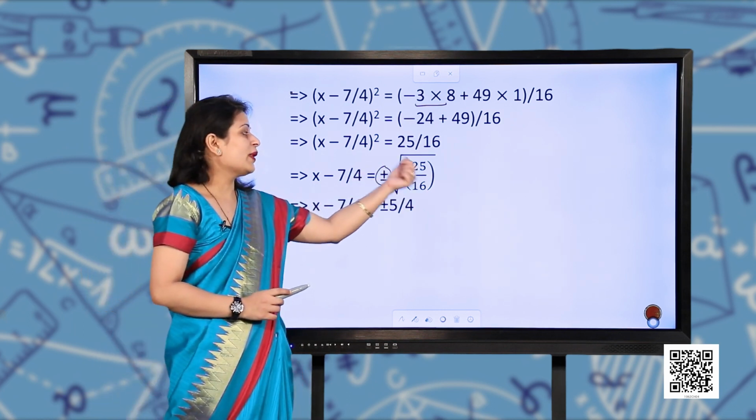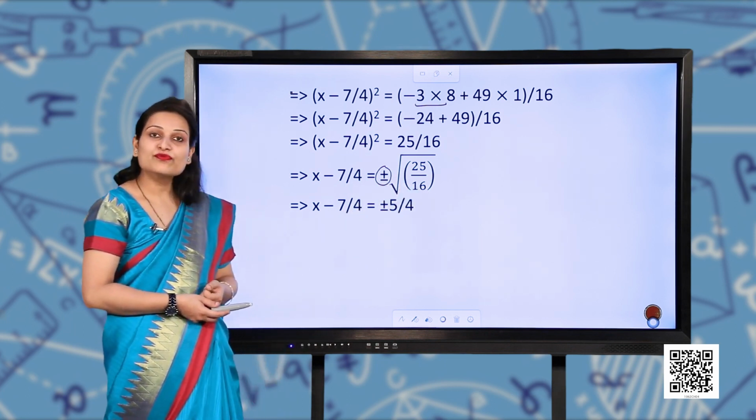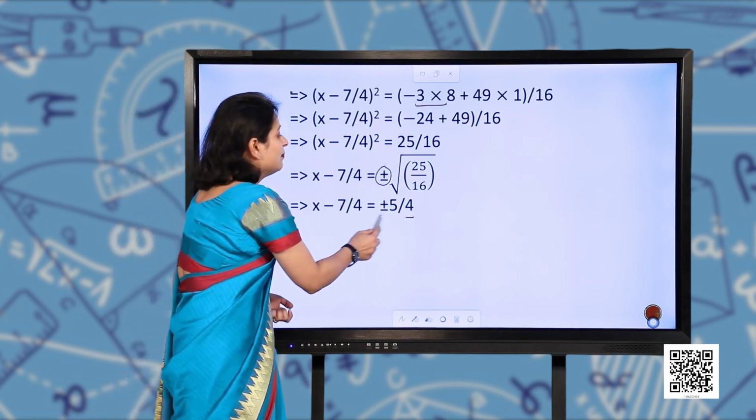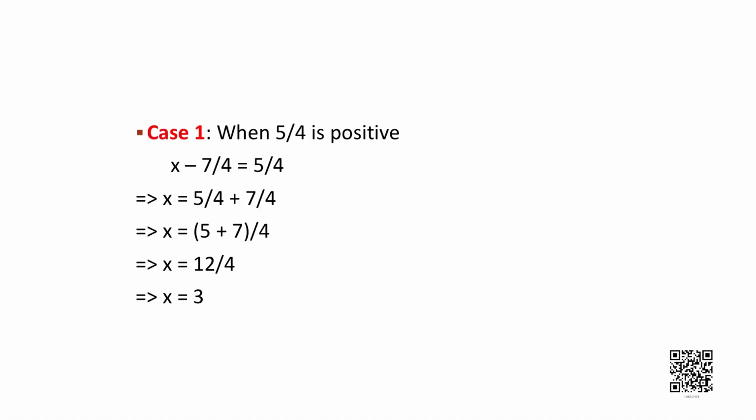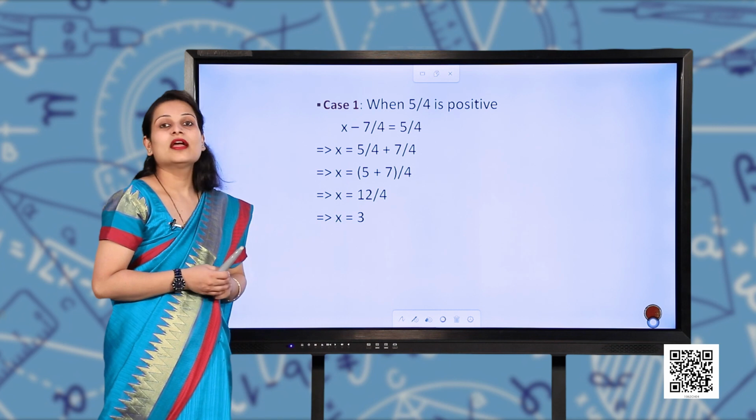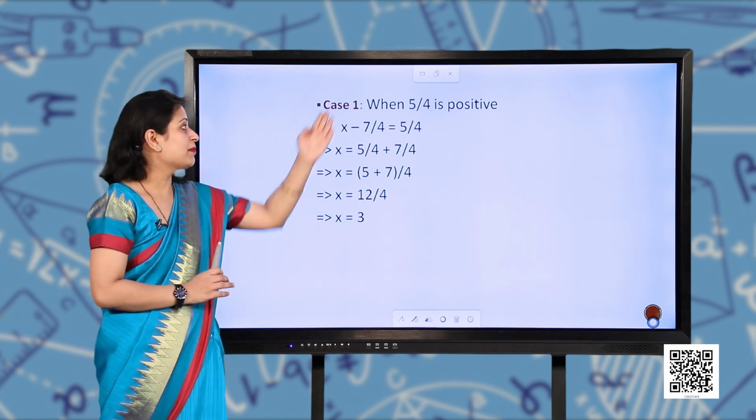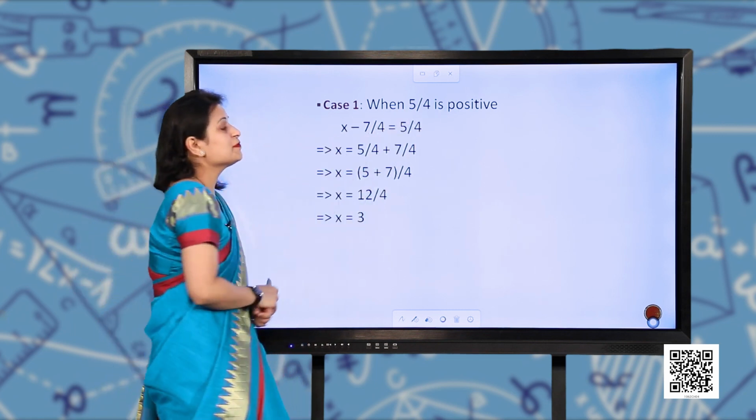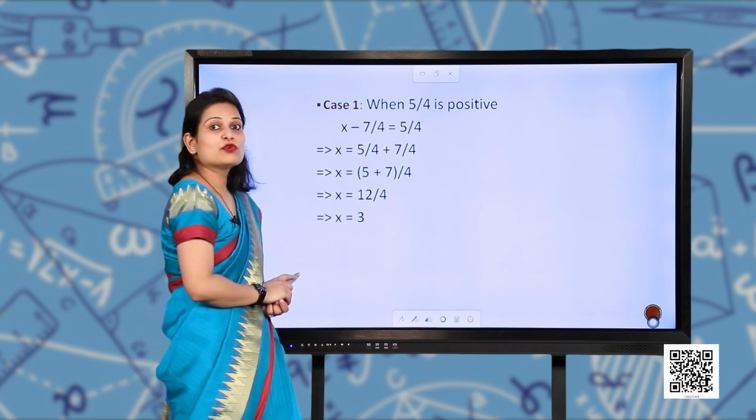Now, square root of 25 is what? 5, and square root of 16 is what? 4. So, we get x minus 7 by 4 as plus minus 5 by 4. Now, two cases arise. In case 1, we will take 5 by 4 as positive, and in case 2, we will take 5 by 4 as negative. So, case 1, when 5 by 4 is positive. So, x minus 7 by 4 is equal to 5 by 4.